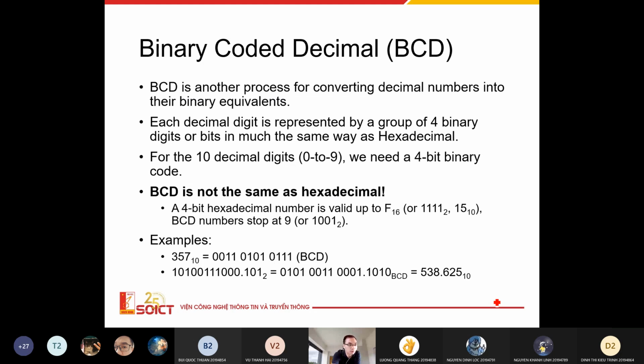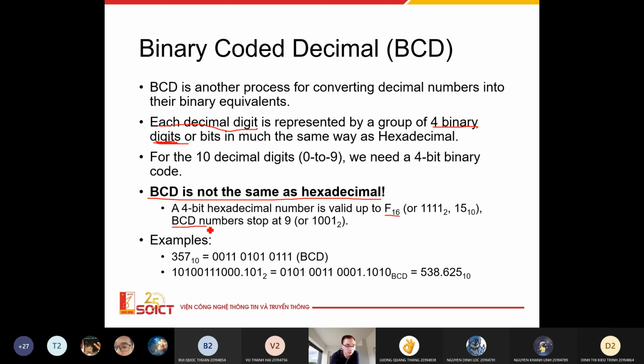Now let's talk about the last thing that you need to finish on the exercise in this lab session. That is the BCD, binary coded decimal, which is another process for converting decimal numbers into the binary equivalent. In this BCD number system, each decimal digit is represented by a group of four binary digits, right? It is quite similar to the hexadecimal, but BCD is not the same as the hexadecimal, right? Because a 4-bit hexadecimal number is valid up to F in base 16. It means that it is up to 15 in base 10, right?